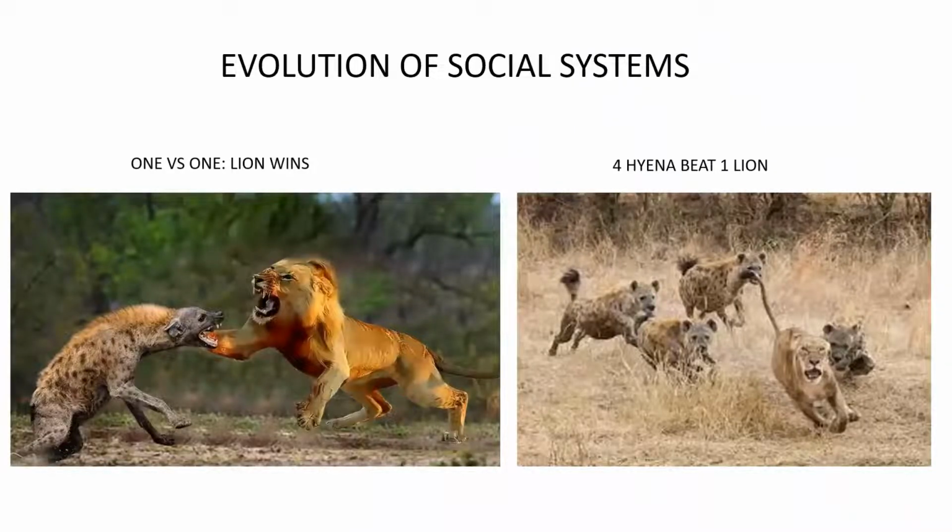And of course, we can think of social systems. One-on-one, lion versus hyena, the lion's going to win. Four-on-one, four hyenas versus a lion, the hyenas are going to win. Partnering in a social group benefits all.